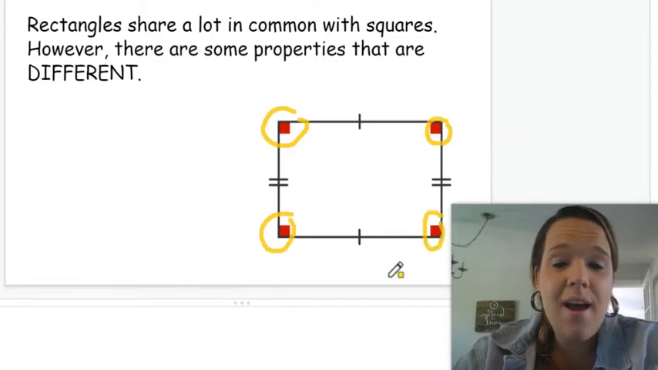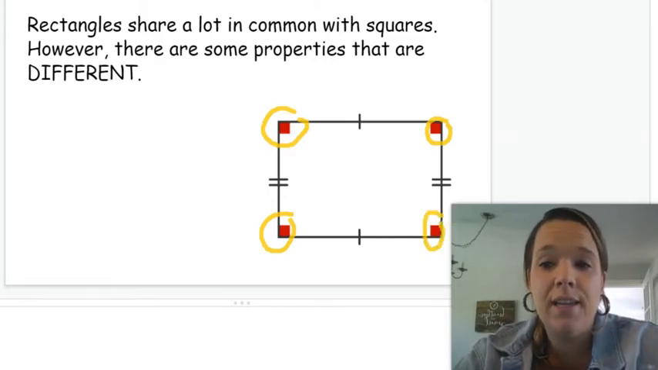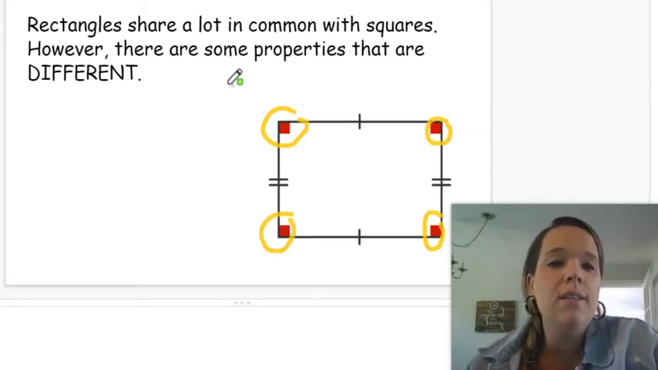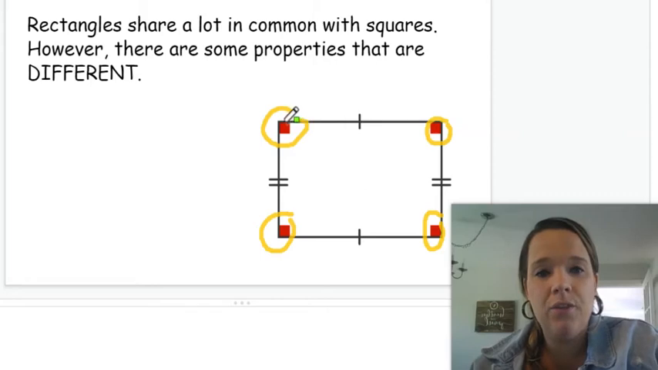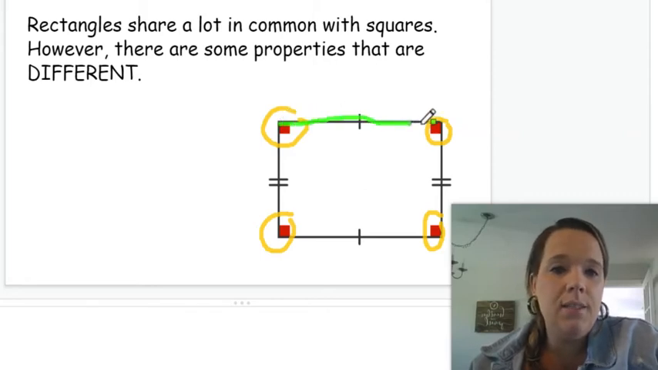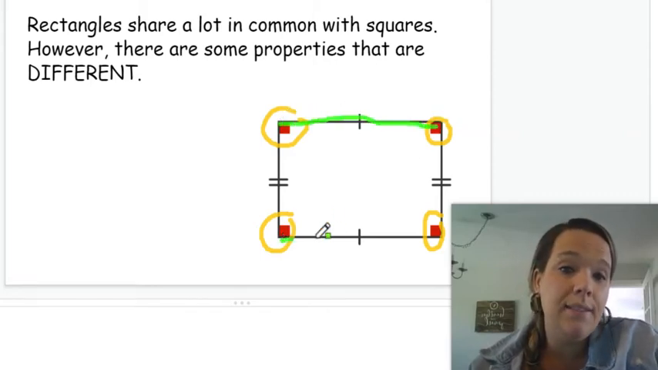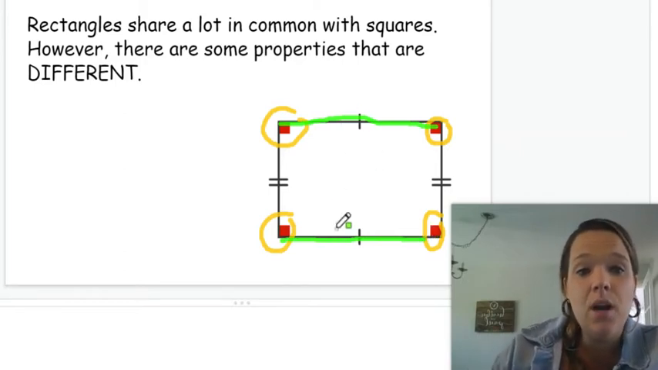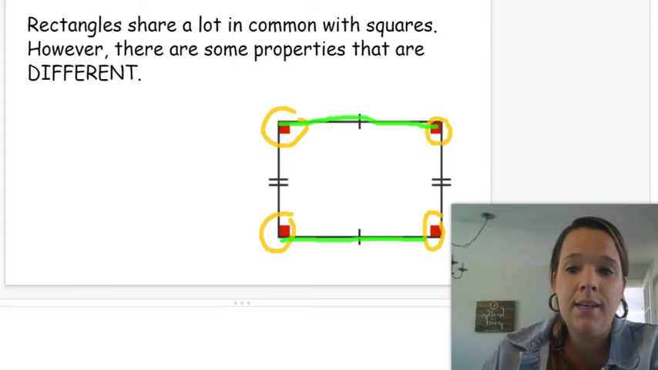Another way that squares and rectangles are the same property-wise is that opposite sides are parallel. So if I'm going to look at the horizontal lines, horizontals are lines that go left to right. I'm going to see this is one of them, and this is the opposite side. Those lines are parallel because they are an equal distance apart, and they're never going to meet or intersect.